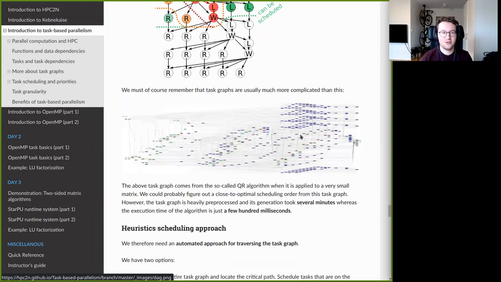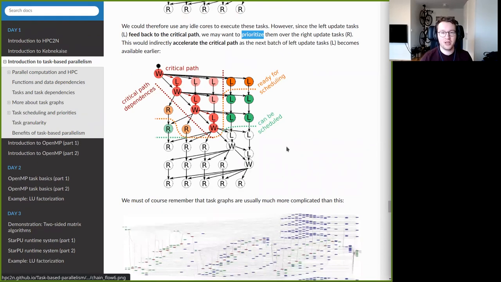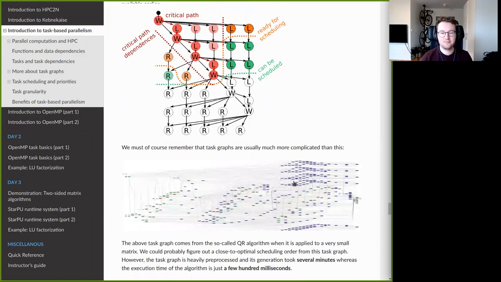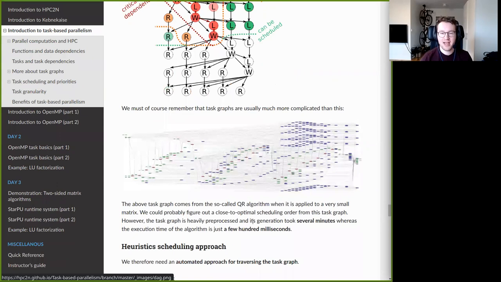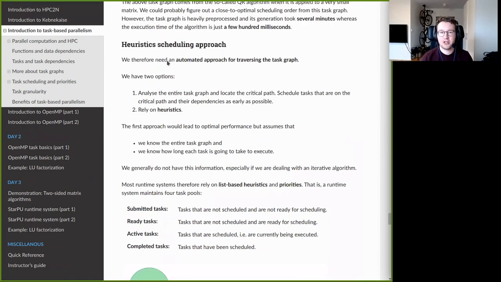So it's not practically viable to try to analyze the task graph by yourself and figure out how the computer should execute it. And therefore, the computer needs to have some sort of approach for actually scheduling the task graph. And what I'll be talking about next is something I'm calling a heuristic scheduling approach for executing the task graph.